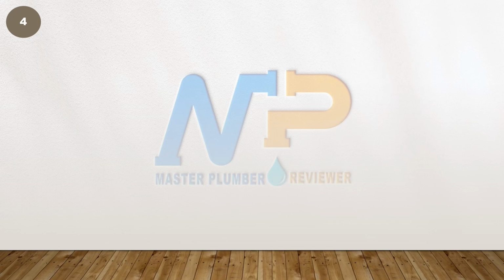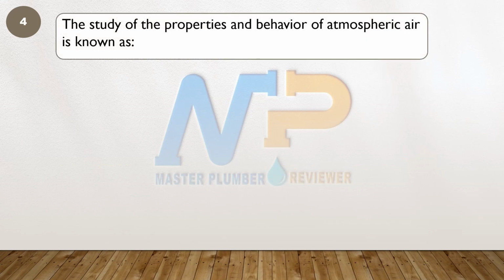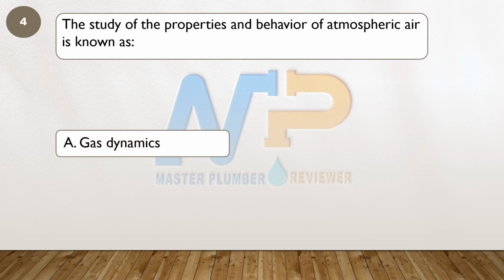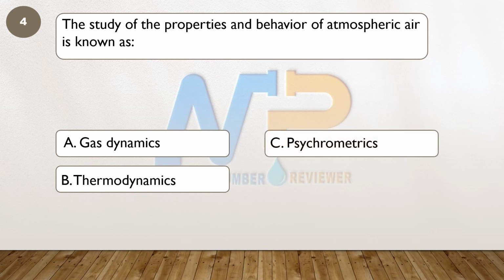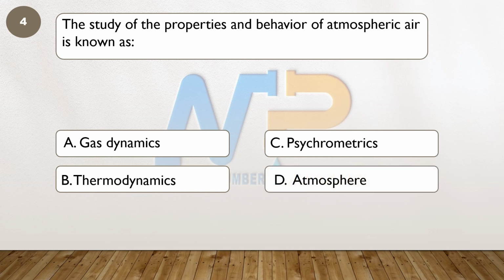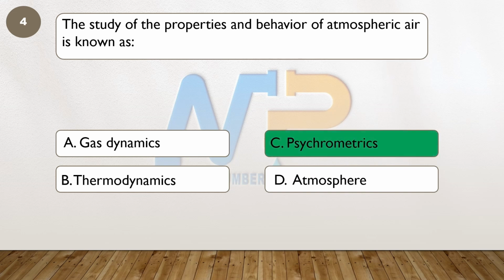Number 4. The study of the properties and behavior of atmospheric air is known as A. Gas dynamics, B. Thermodynamics, C. Psychrometrics, D. Atmosphere. The answer: it's C. Psychrometrics.